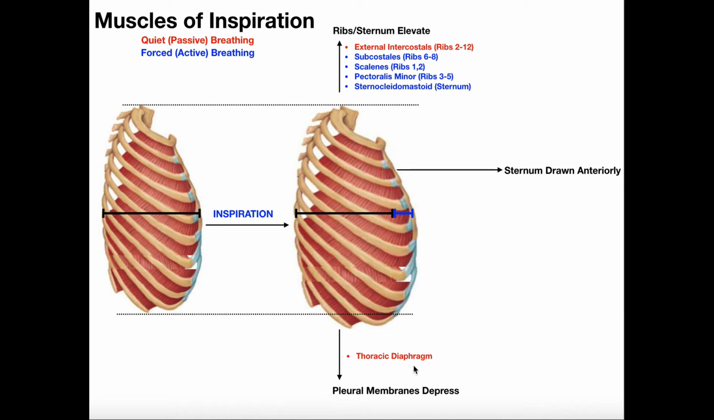If you damage the nerve that innervates the thoracic diaphragm, which is the phrenic nerve, you are dead. But hopefully that makes sense. That's what quiet breathing is. Just sitting very quietly. You're not even thinking about breathing, but very gentle breathing. Only those two muscles are involved.